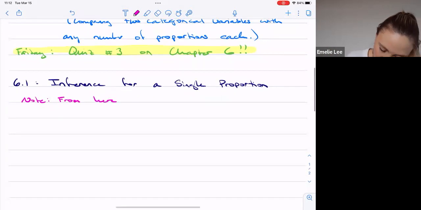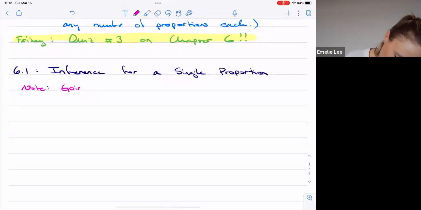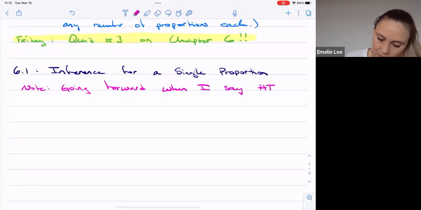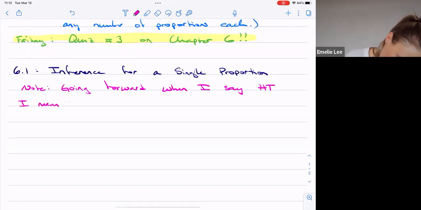going forward, when I say hypothesis testing, I mean using the formal p-value approach.